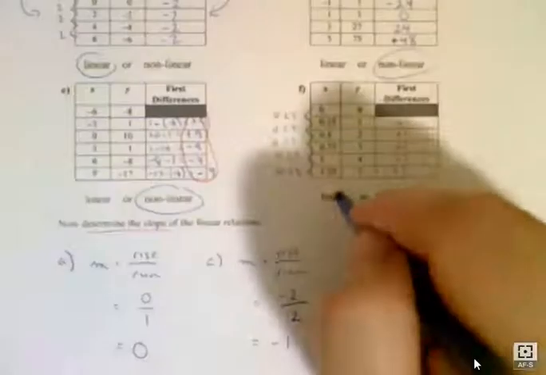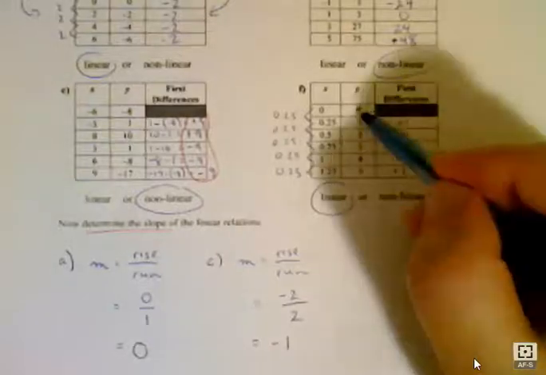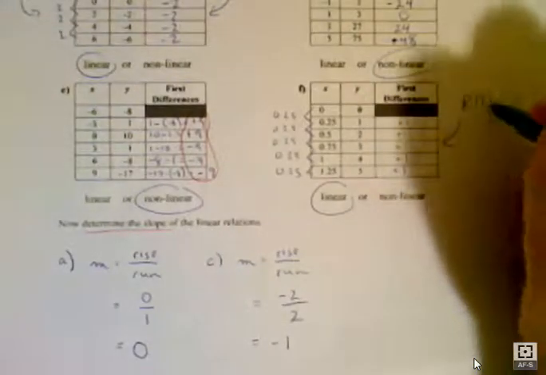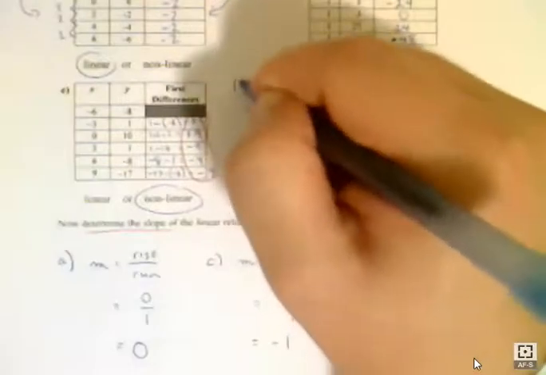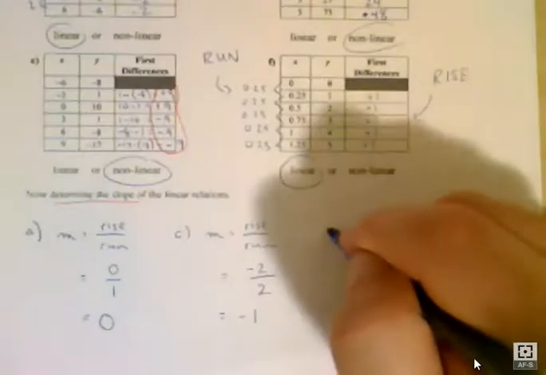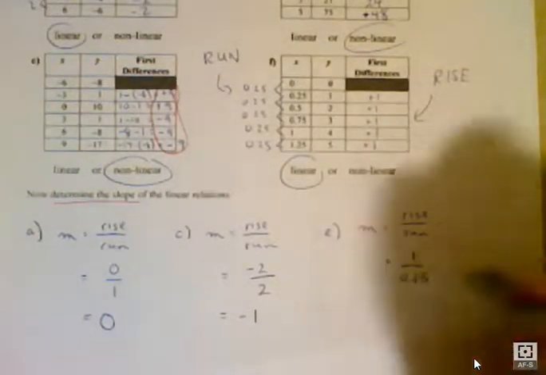And finally, F is linear. The first differences are constant. They are all 1. We are increasing by 1 in the y's each time. That will be our rise. Our run here, we are going up by a constant value of 0.25. So when we do this slope, how can we express that? So using rise over run, we have 1 over 0.25.